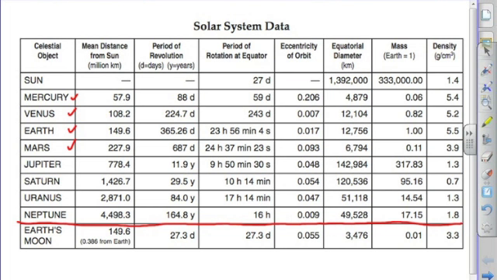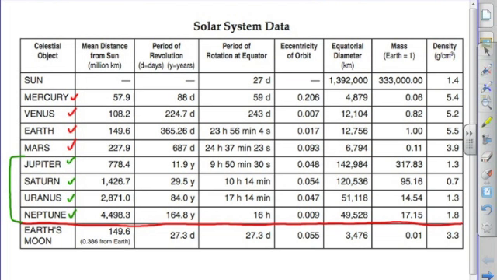These 4 planets are referred to as the inner planets, also known as the terrestrial or rocky planets. Then we've got the 4 outer planets, which would be Jupiter, Saturn, Uranus, and Neptune. These 4 outer planets are referred to as the Jovian planets, or the gas giants. Sitting in between Mars and Jupiter, separating the inners from the outers, you would find the asteroid belt.